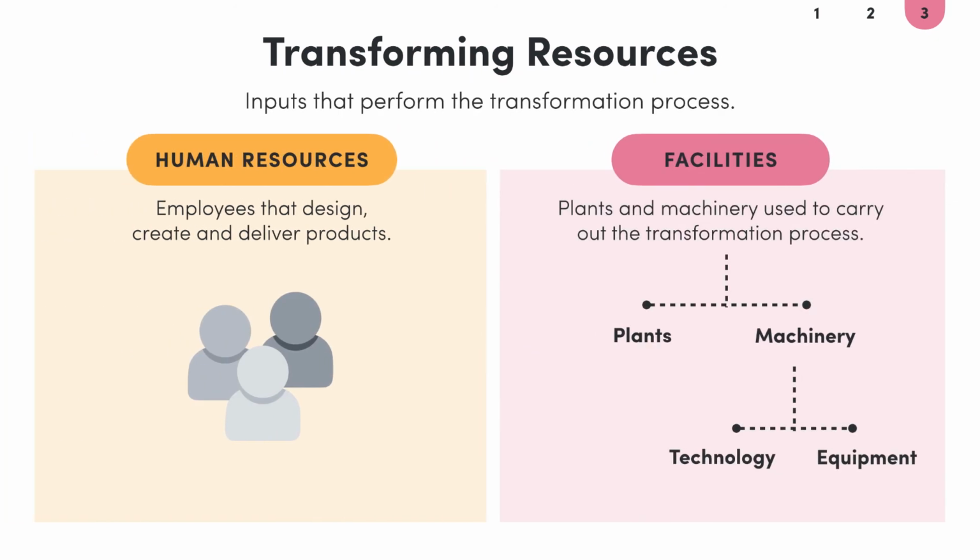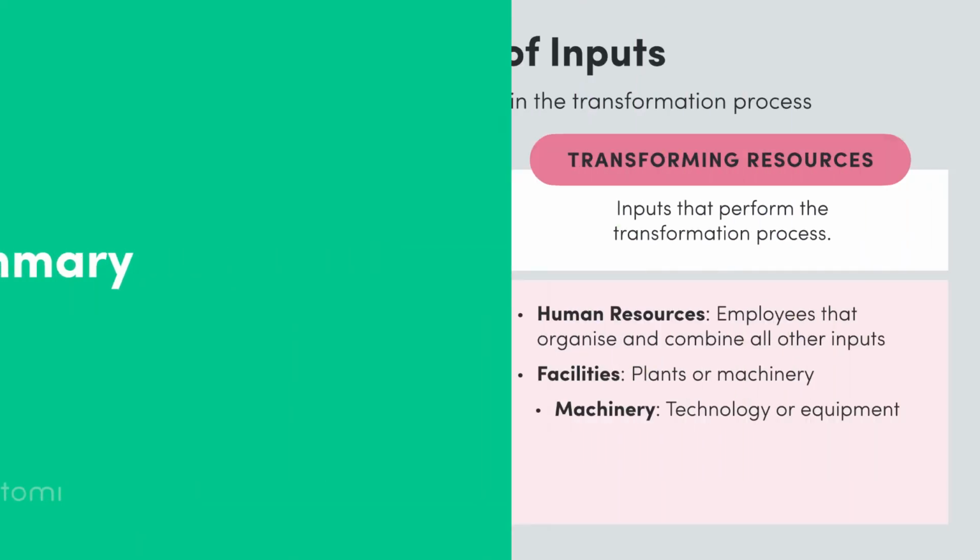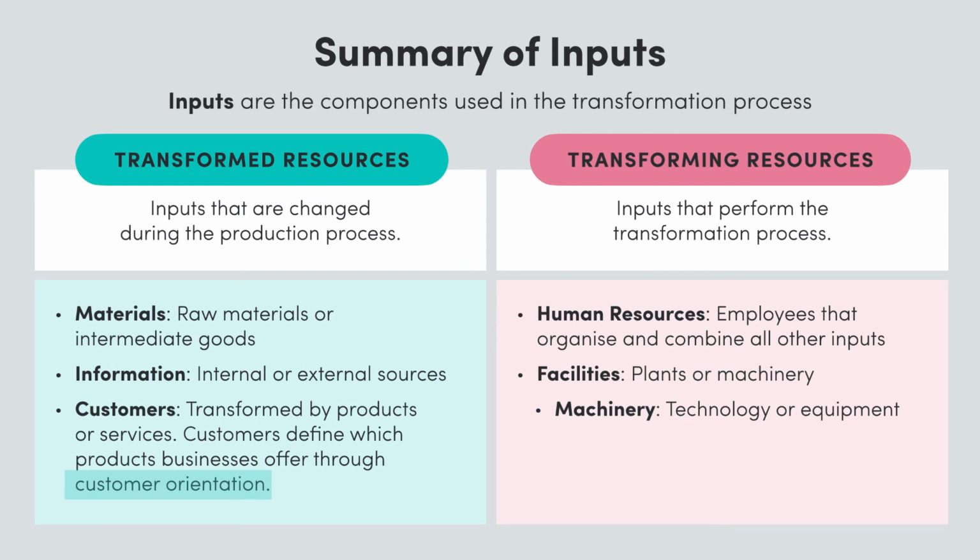So there's your rundown on inputs. We started by defining inputs as the components used to carry out the transformation process. Then we looked at transformed resources that were changed during the production process. These included materials like raw materials and intermediate goods, information from internal and external sources, and customers who define which products businesses offer.